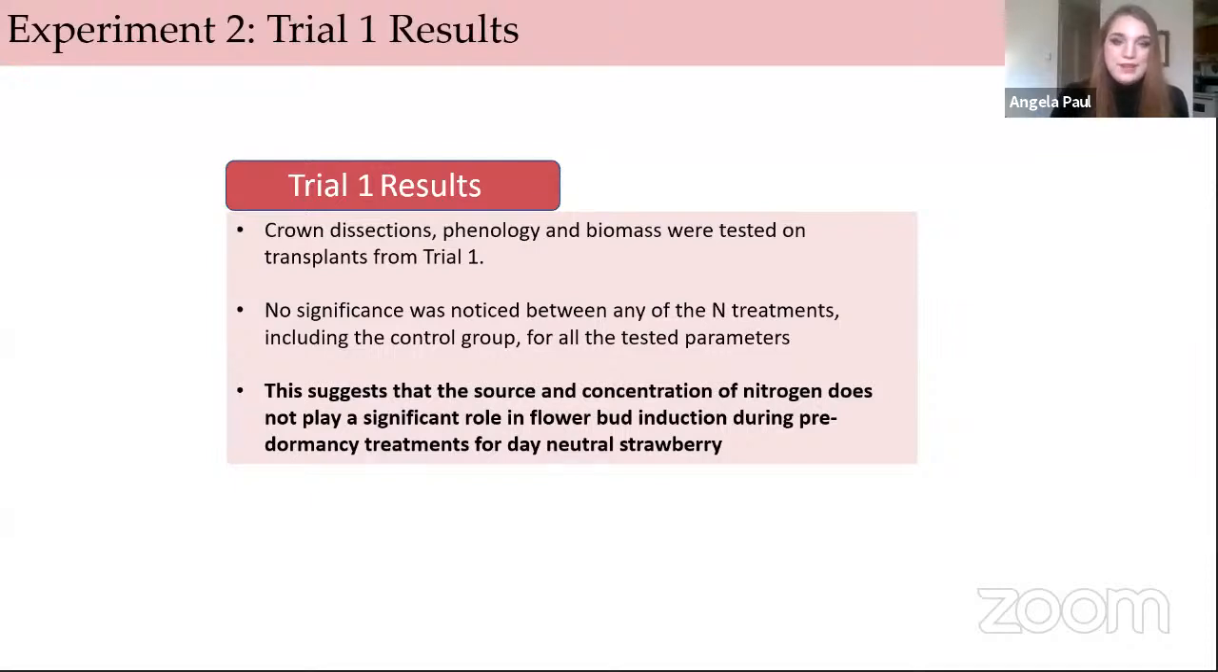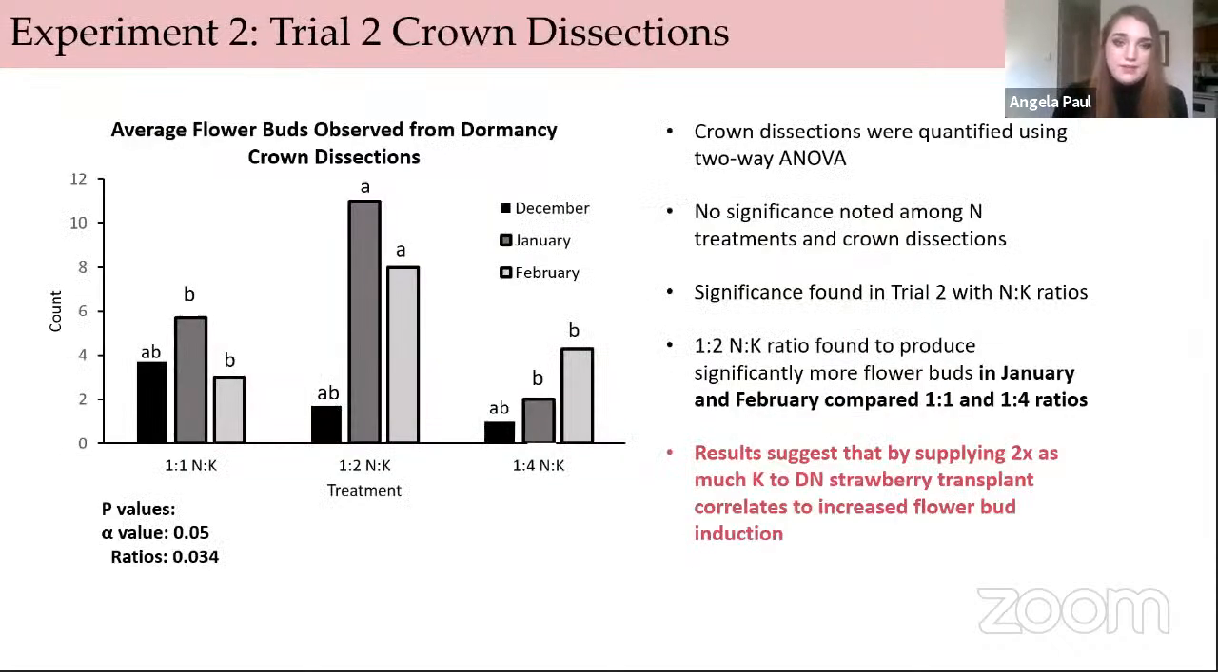So unfortunately, with my trial 1, looking at the different nitrogen sources and concentrations, I found that I did not have any significant data between any of the crown dissection, phenology, biomass on trial 1. So this suggests that the source and concentration of nitrogen likely does not play a significant role in flower bud induction in pre-dormancy treatments for day-neutral strawberry. But moving forward, I did find significance between the trial 2, looking at the different nitrogen to potassium ratios.